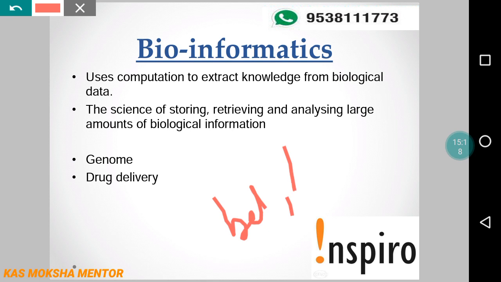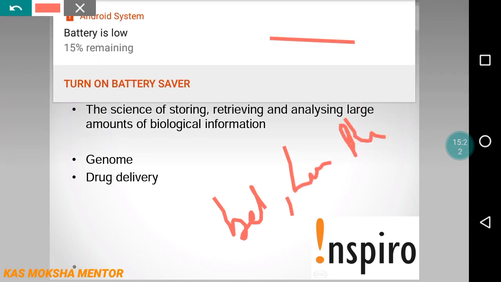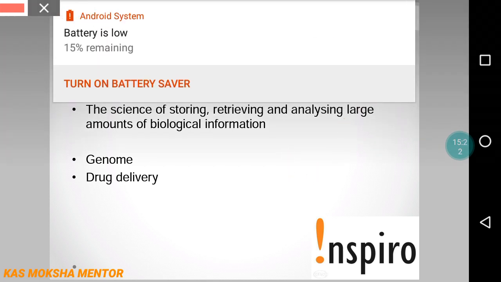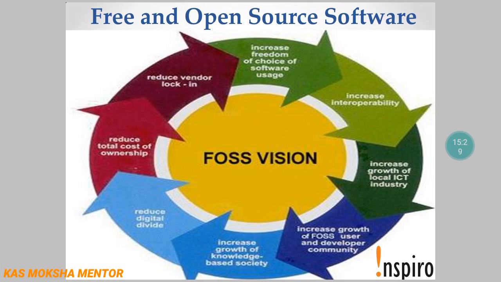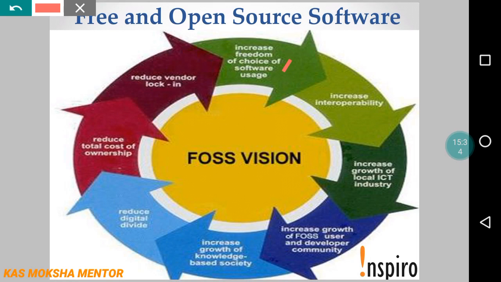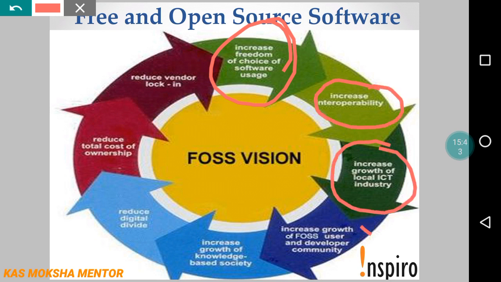When livestock and plants are conserved, it is making our life also better. Now the last one is free and open source software. Free and open source software is required in the Indian aspect. Why? Because it increases the freedom of choice of software usage, increases interoperability, increases growth of the local ICT industry, increases growth of the free software developer community, increases growth of a knowledge-based society, and reduces the digital divide within our country.